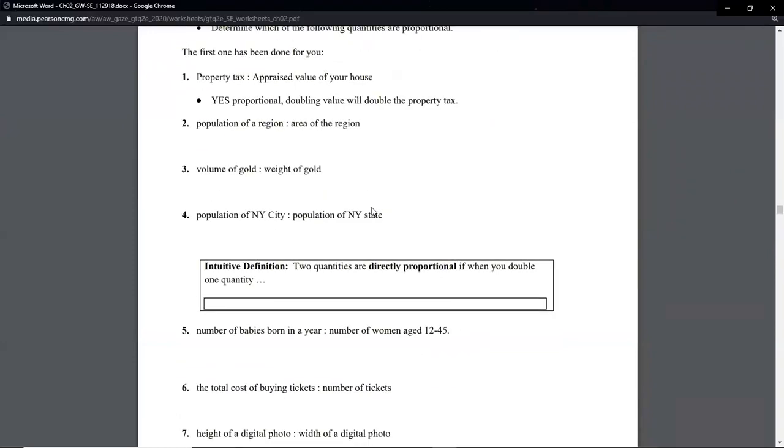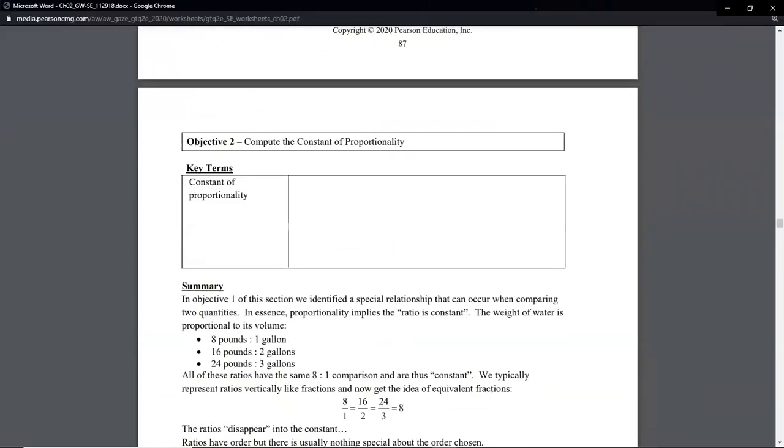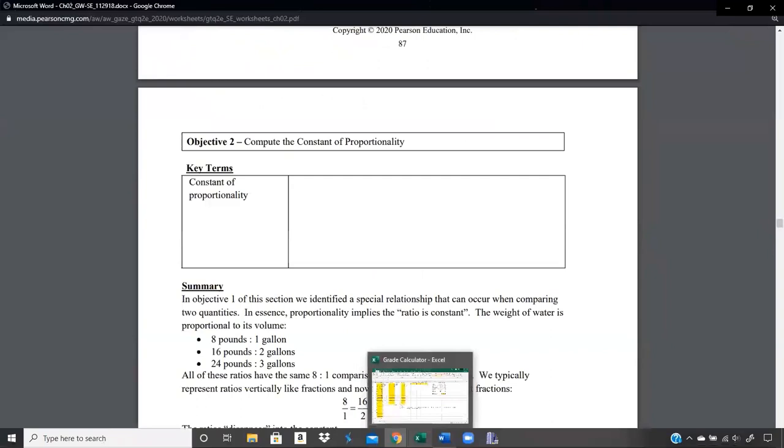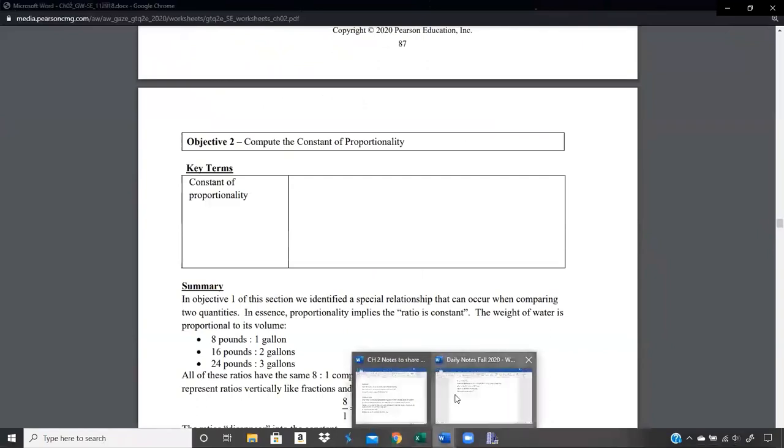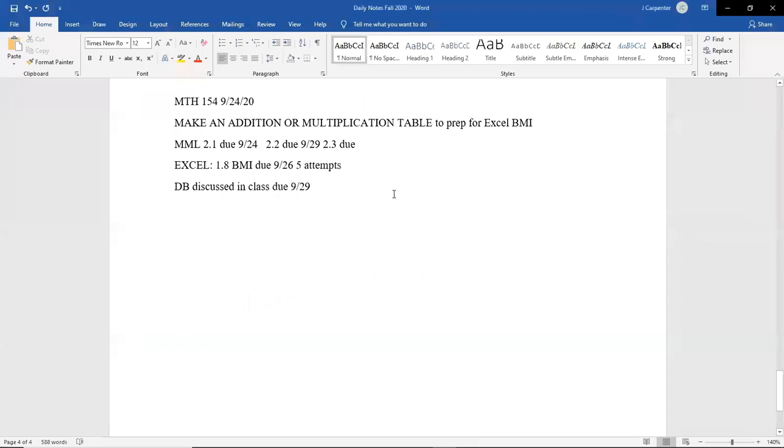All right, so that is your discussion board, page 86 and 87, questions 2 through 15. Where am I trying to go? Here. 86 through 87, 2 through 15.